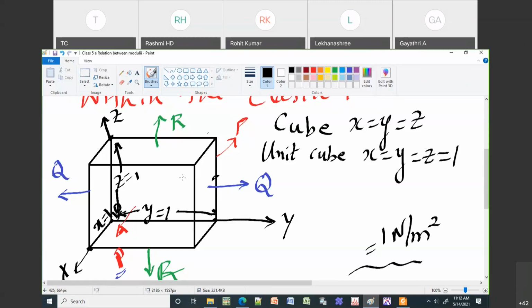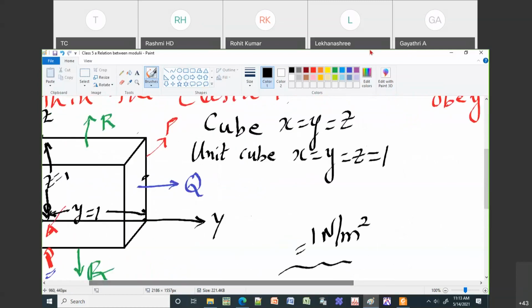Now if only the P force is acting, Q and R are not acting, they are not present. Q is equal to 0, R is equal to 0. Only in that case, what happens? P is expanding along the x-axis. So now if your P is acting, I'll try to write here and then we will remove it. This is just for your reference.